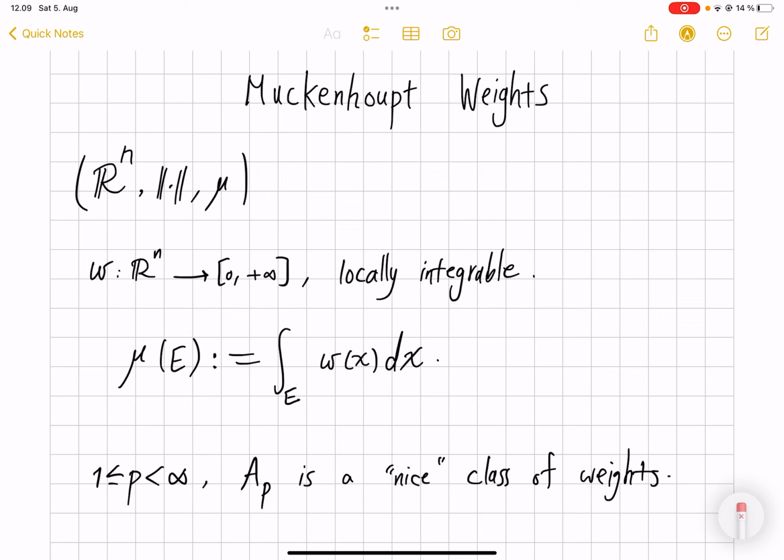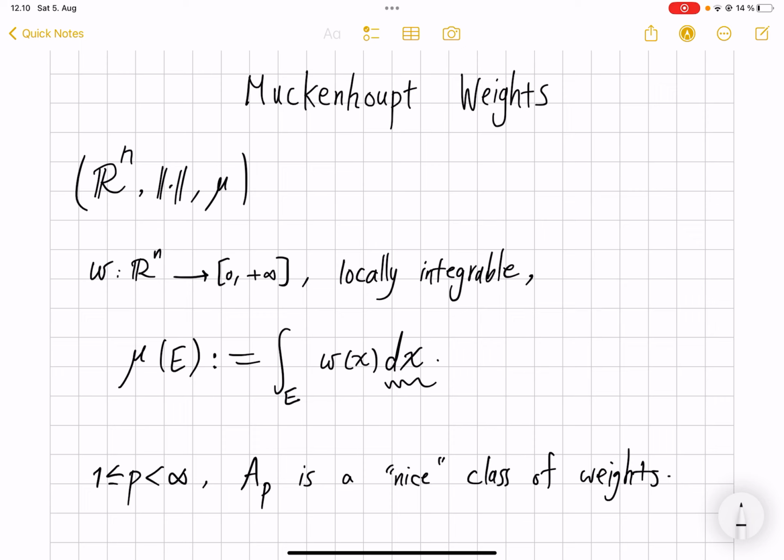One way to construct new measures out of old ones is to have weights. With that, what I mean is you have a measurable function on Rn that is non-negative and locally integrable. Then you define the measure of sets, say Borel sets initially, to be the integral of omega x over that set. This is absolutely continuous, for example, with respect to Lebesgue measure.